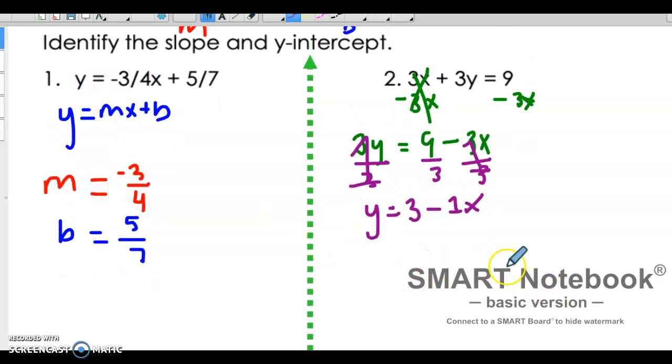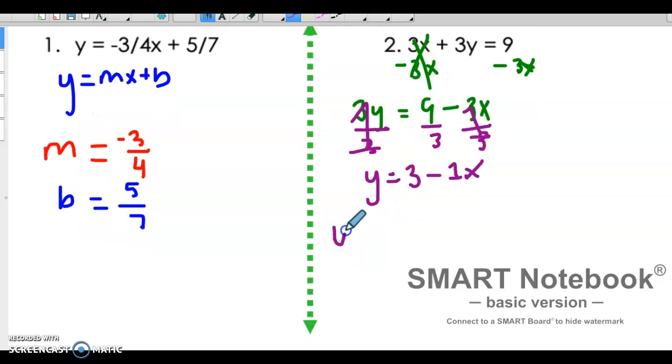Now, typically in slope-intercept form, the term that has the slope comes first. So I'm just going to take this and rewrite it as y equals -1x plus 3.